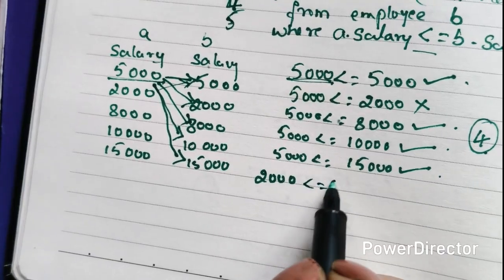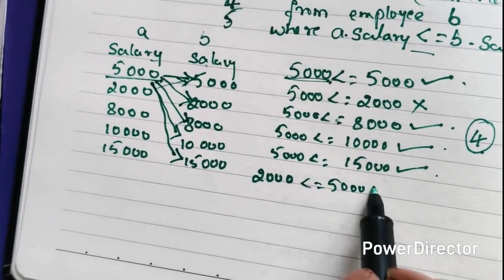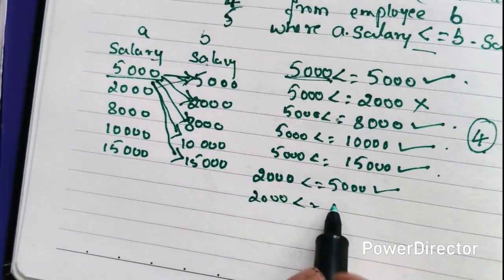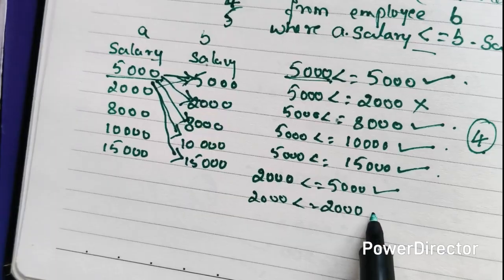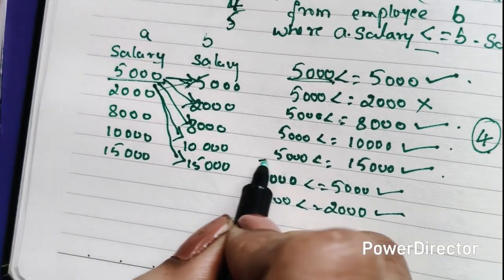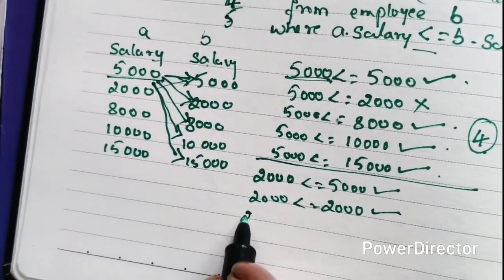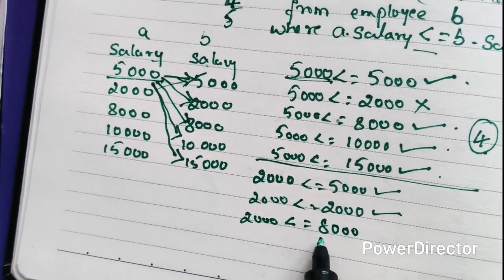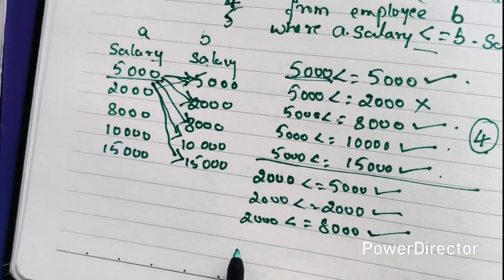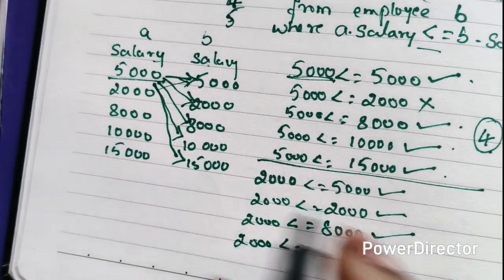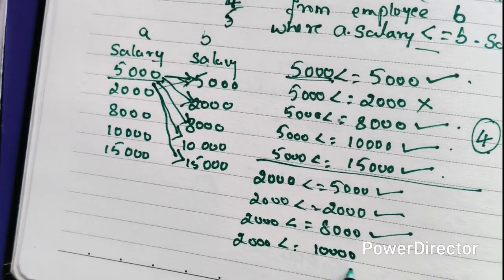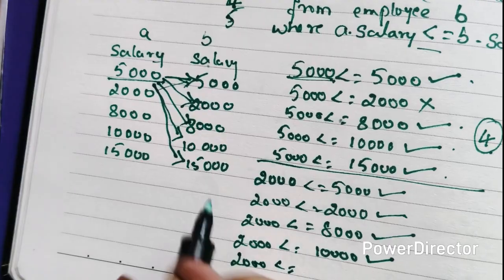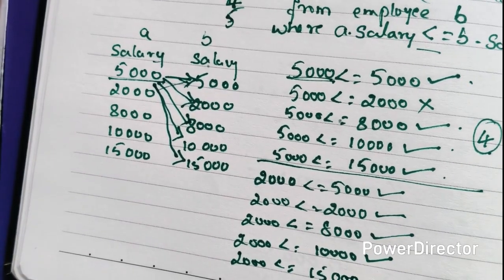Is 2,000 less than or equal to 5,000? Yes, the condition is true. Again, this 2,000 will be compared with 2,000. 2,000 is less than or equal to 2,000? Yes, it is true. Again 2,000 will be compared with 8,000. Is 2,000 less than or equal to 8,000? Yes, true. Again 2,000 is compared with 10,000. Is 2,000 less than or equal to 10,000? Yes, true. Again 2,000 is less than or equal to 15,000. Is the condition true?